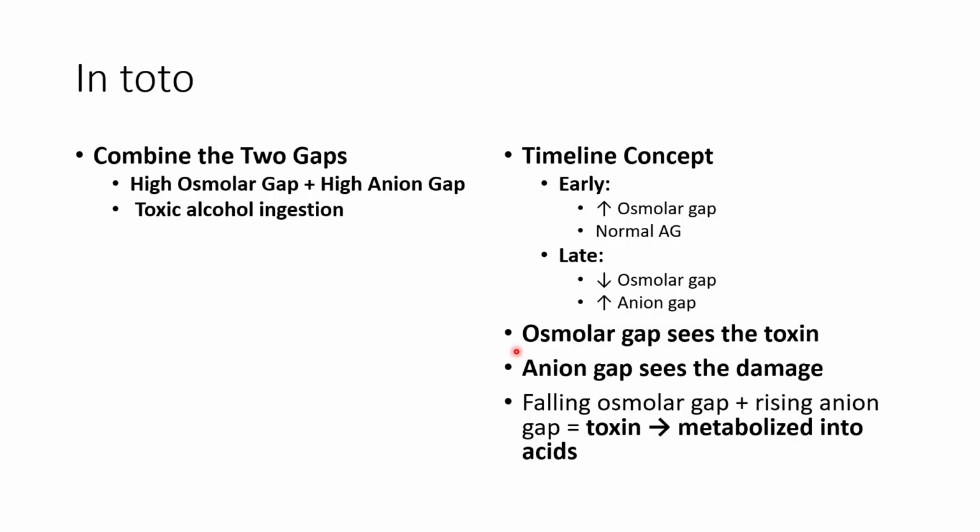So basically, if you see a patient with a falling osmolar gap and an increasing anion gap, that indicates that the toxin is being metabolized and is continuously causing damage to the body.